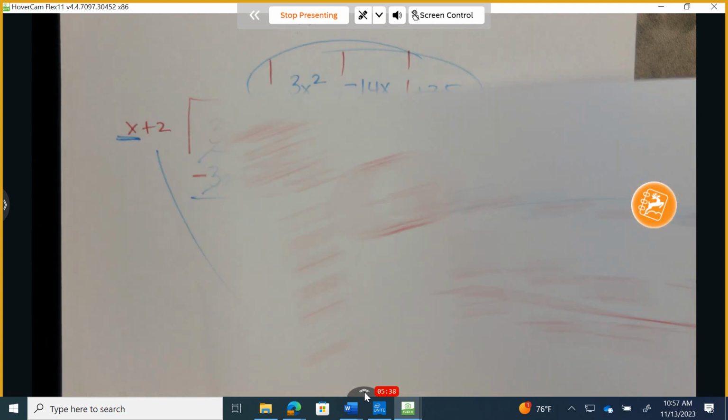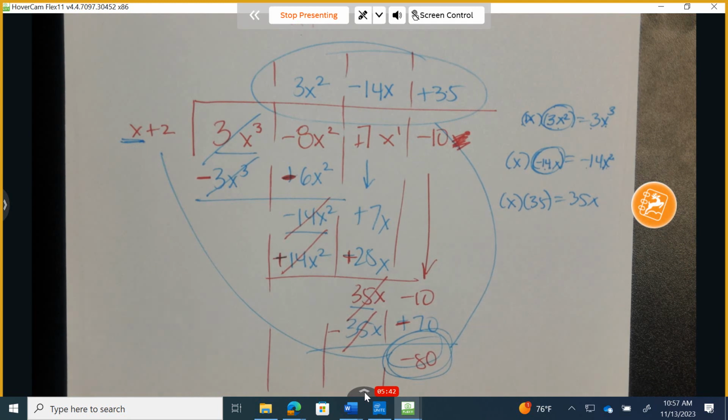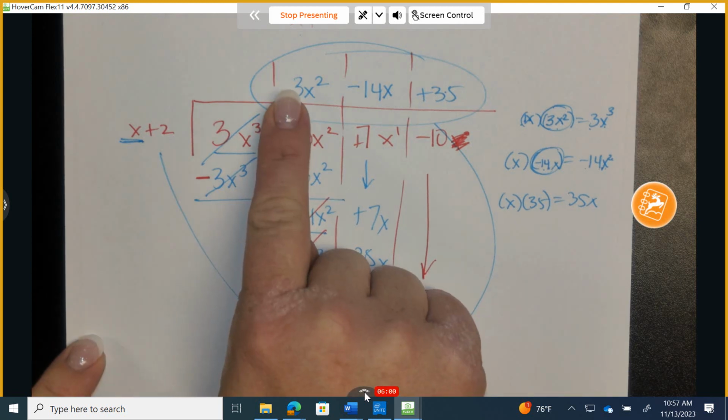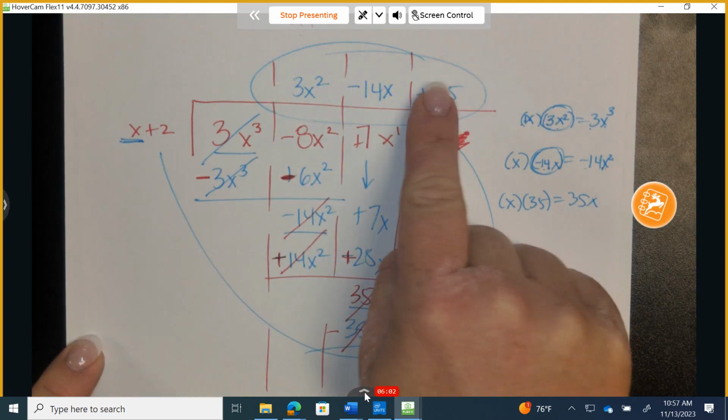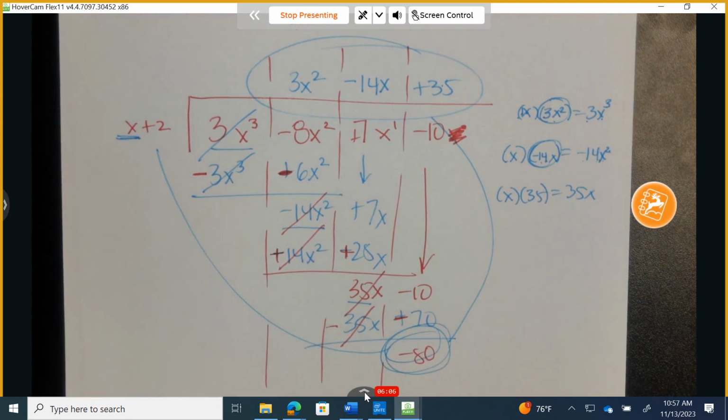And now I want you to compare that to what you see right here. Raise your hand when you see the comparison. Talk to your partner. Hands up high. I got one person, 2 people, 3 people. As a group of 4, talk about it. Where do you see those numbers? 3, -14, 35. Remainder is -80.